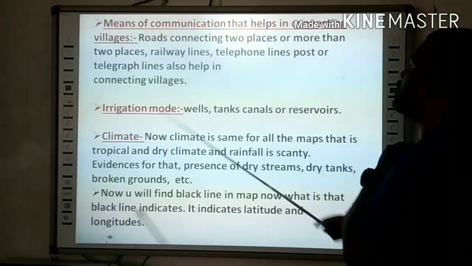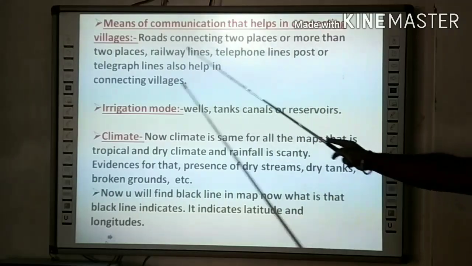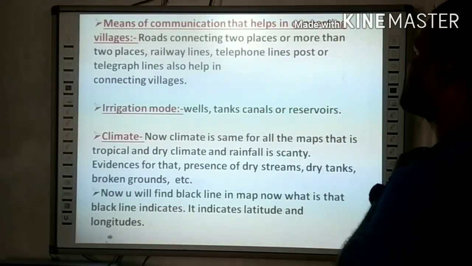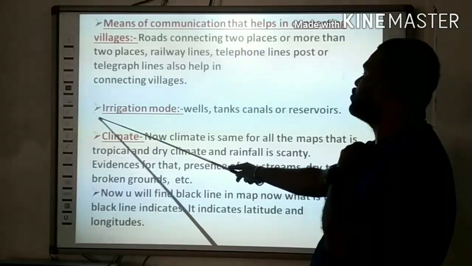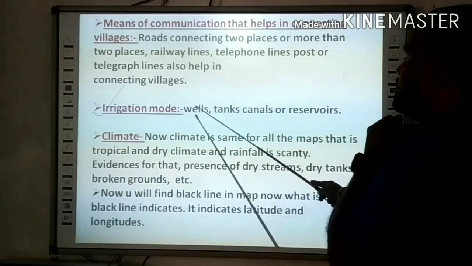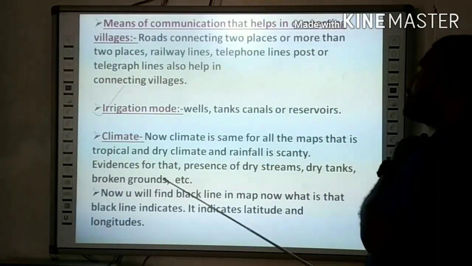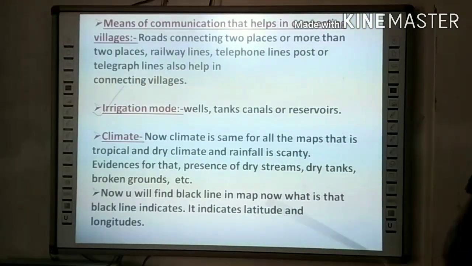Now means of communication that helps in connecting villages. What are the means of communication? Road connecting two places or more than two places, railway lines, telephone lines, post and telegraph lines. Irrigation modes: wells, tanks, canals or reservoirs.